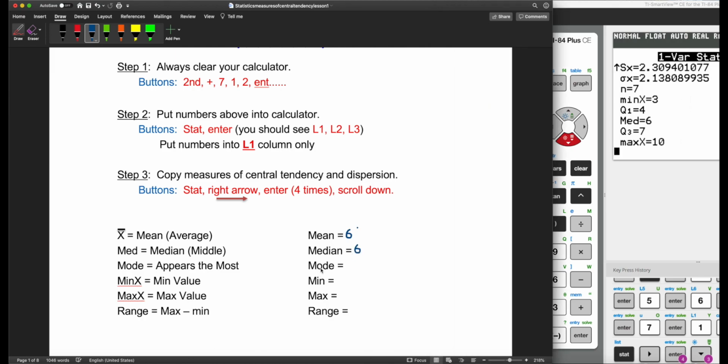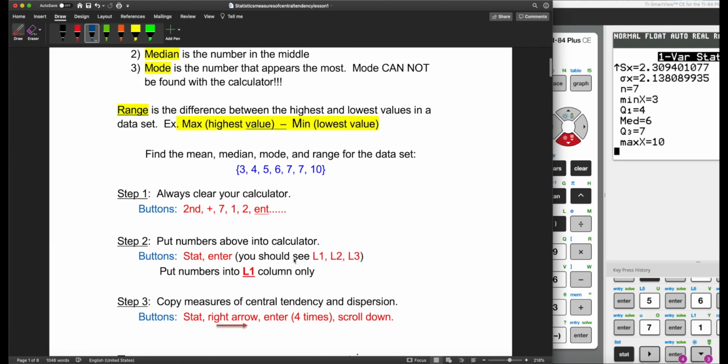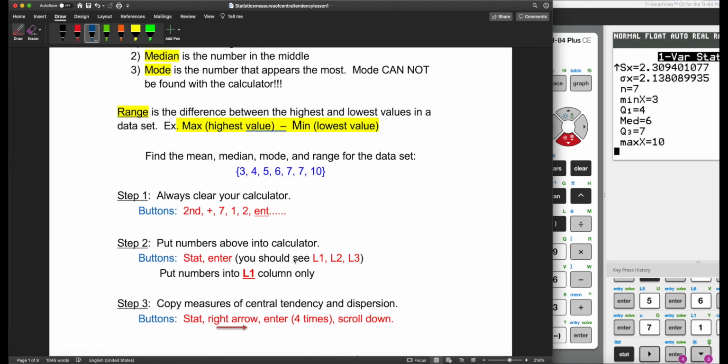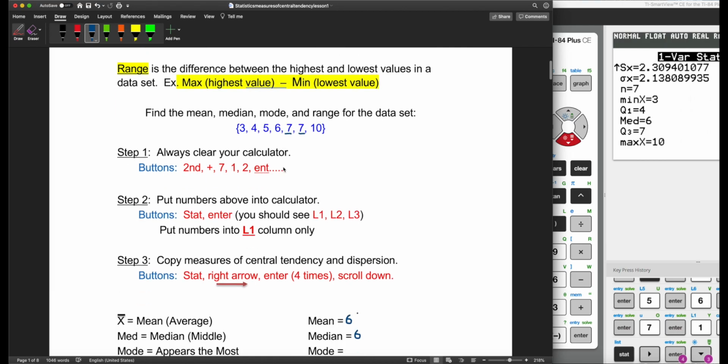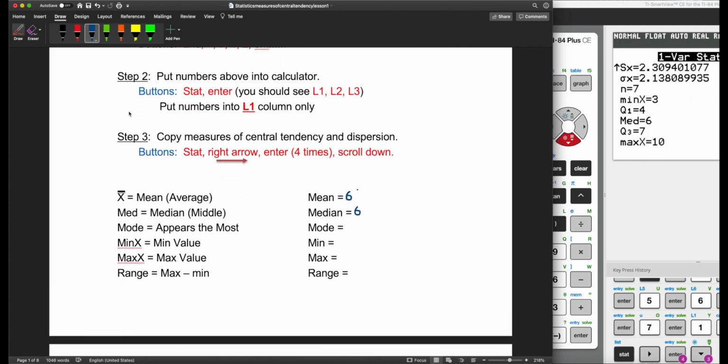Now, we're up for the mode. Mode is the number that appears the most. You cannot use your calculator for it. And if you notice, what number appears the most in this data set? 7s. They repeat. It appears twice, more than any other number, so our mode is 7.